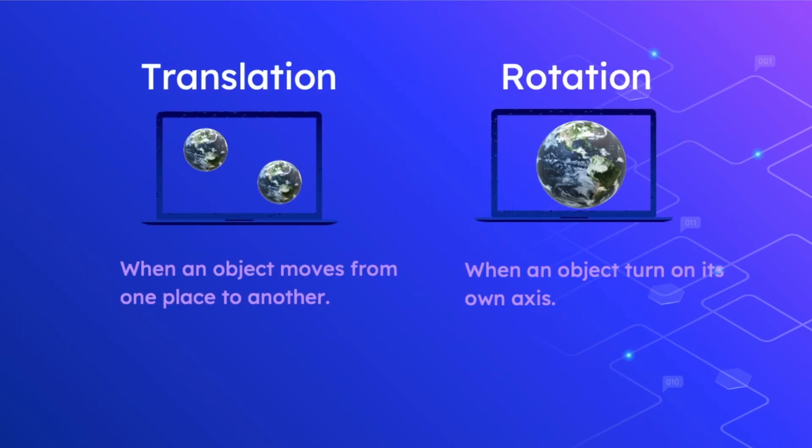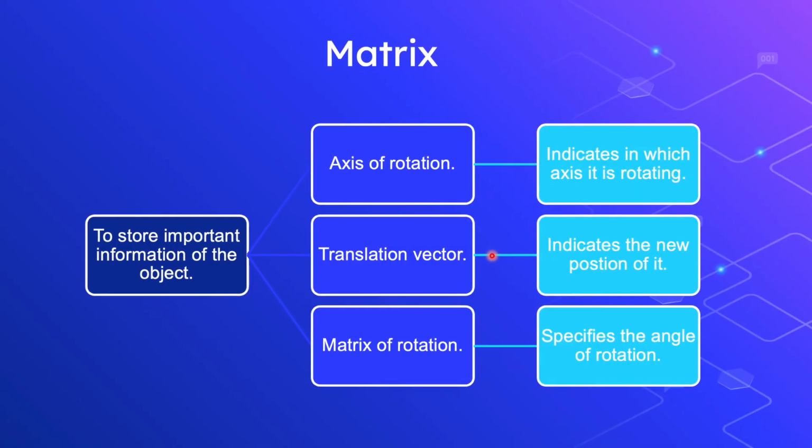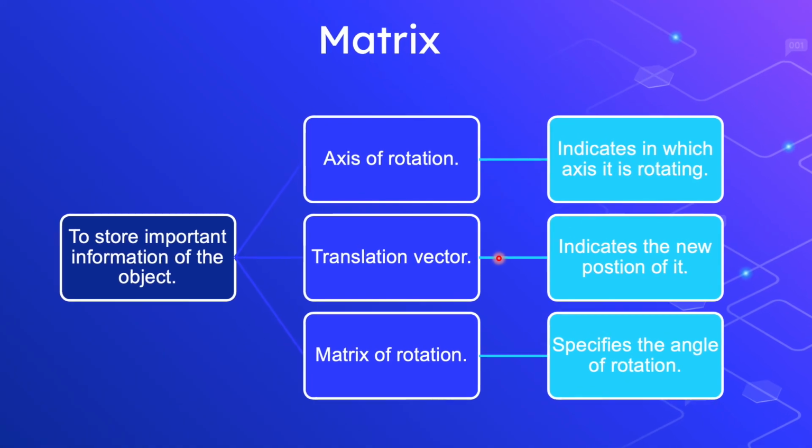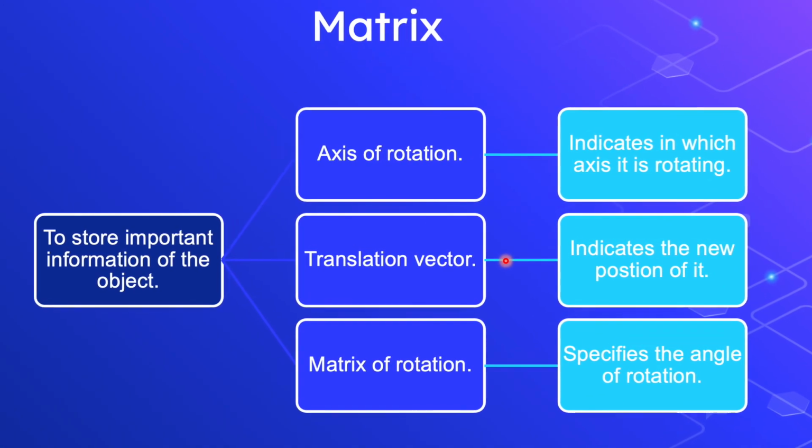Before presenting what is a matrix, let us present translation and rotation. Translation is when an object moves from one place to another, and rotation is when an object turns on its own axis. We use matrices of 4x4 in order to be able to make operations between vectors and matrices.